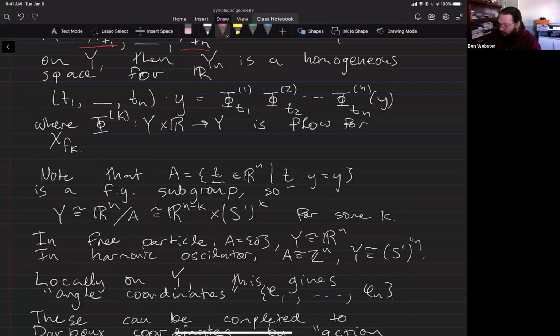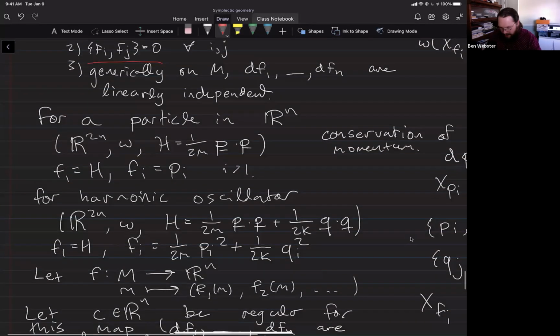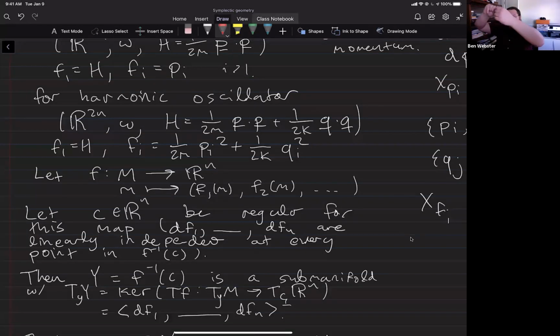So with the free particle, the Hamiltonian vector fields we get are just all the spatial translations. And so I can just move around in space, leaving the momentum unchanged at all points. And so I just sweep out a full Rn. But on the other hand, in the harmonic oscillator, what's going to happen is I have a circle in each one of these planes where the energy in that plane is fixed. And I'm going to get a torus, which is the product of all of those different circles.